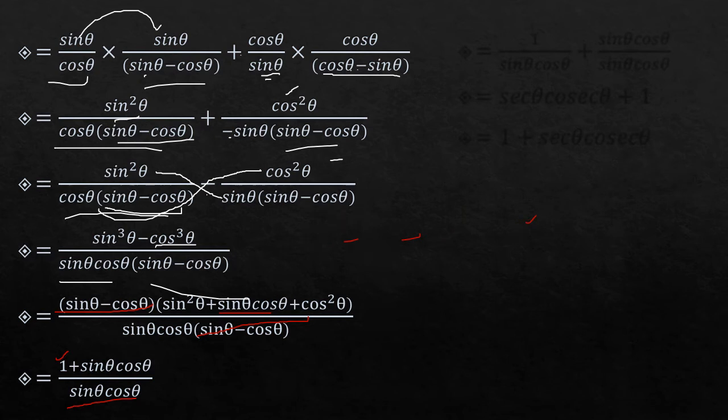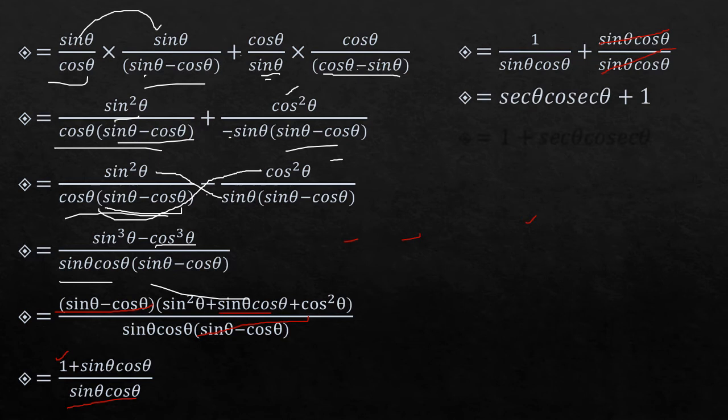So next, now separate this. How? 1 plus sin theta cos theta upon sin theta cos theta can be written as 1 upon sin theta cos theta plus sin theta cos theta upon sin theta cos theta. Here it is cut down. So you get 1 upon sin theta, cosecant theta, and 1 upon cos theta, secant theta, or simply we can write it as secant theta cosecant theta plus 1. Okay, again interchange, so you get 1 plus secant theta cosecant theta.